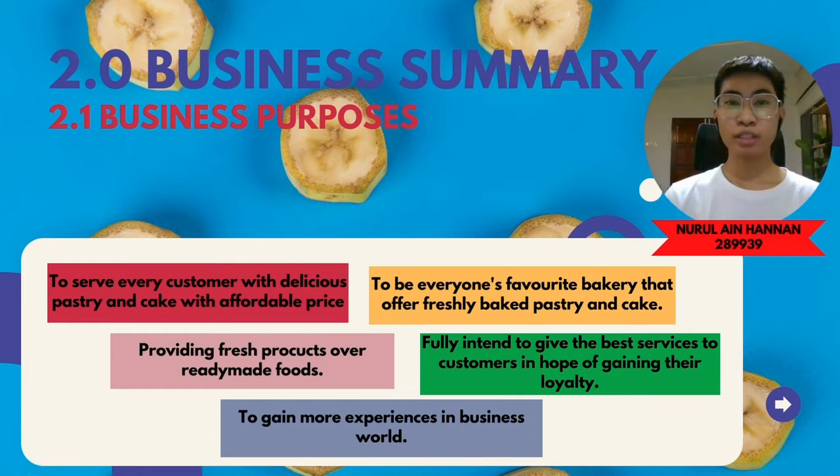And right now, I would like to present about the business summary, which is 2.1 business purposes. As we know, every company has its own purposes. And for us, first, we would like to serve every customer with delicious pastry and cake at an affordable price. Next, to be everyone's favorite bakery that offers freshly baked pastry and cake.